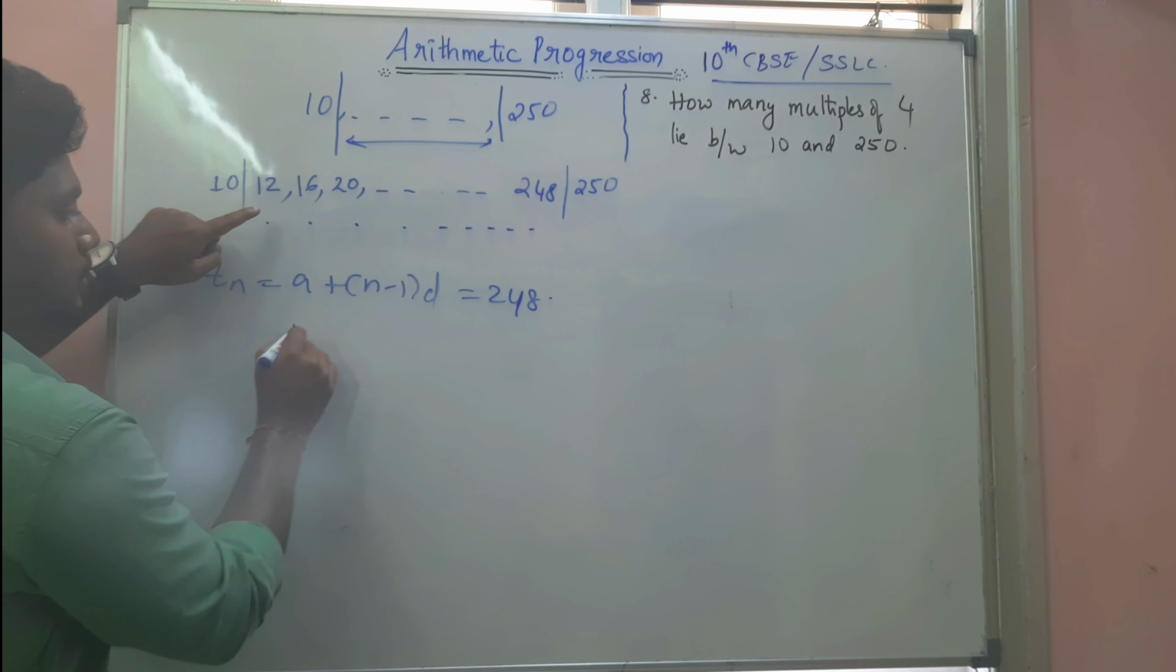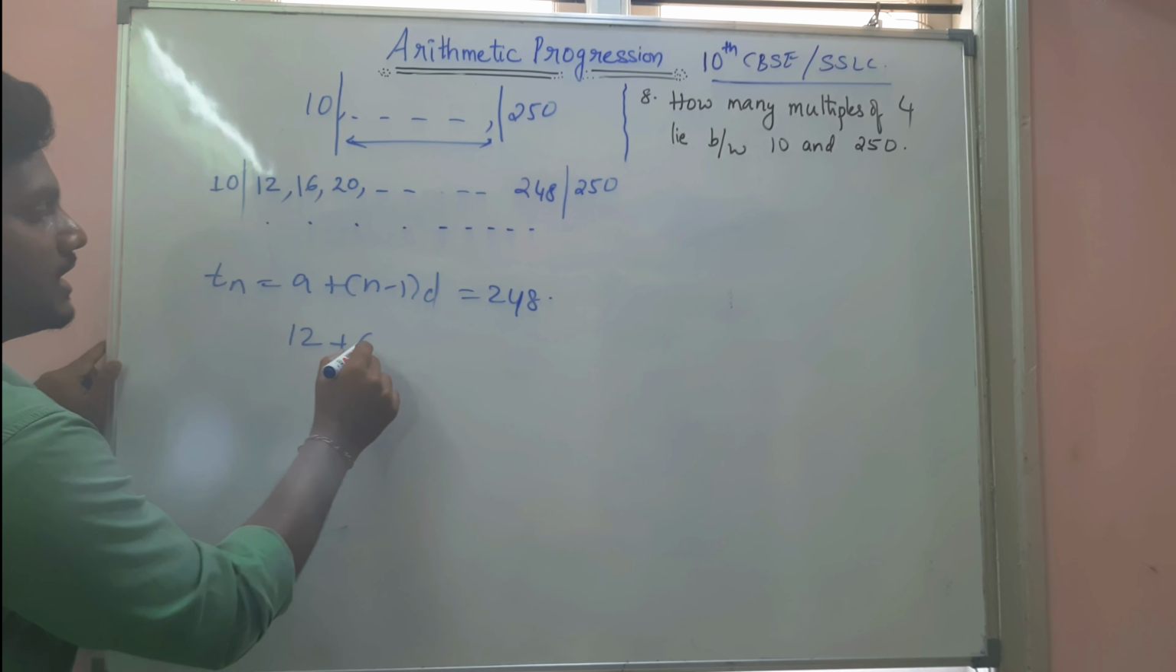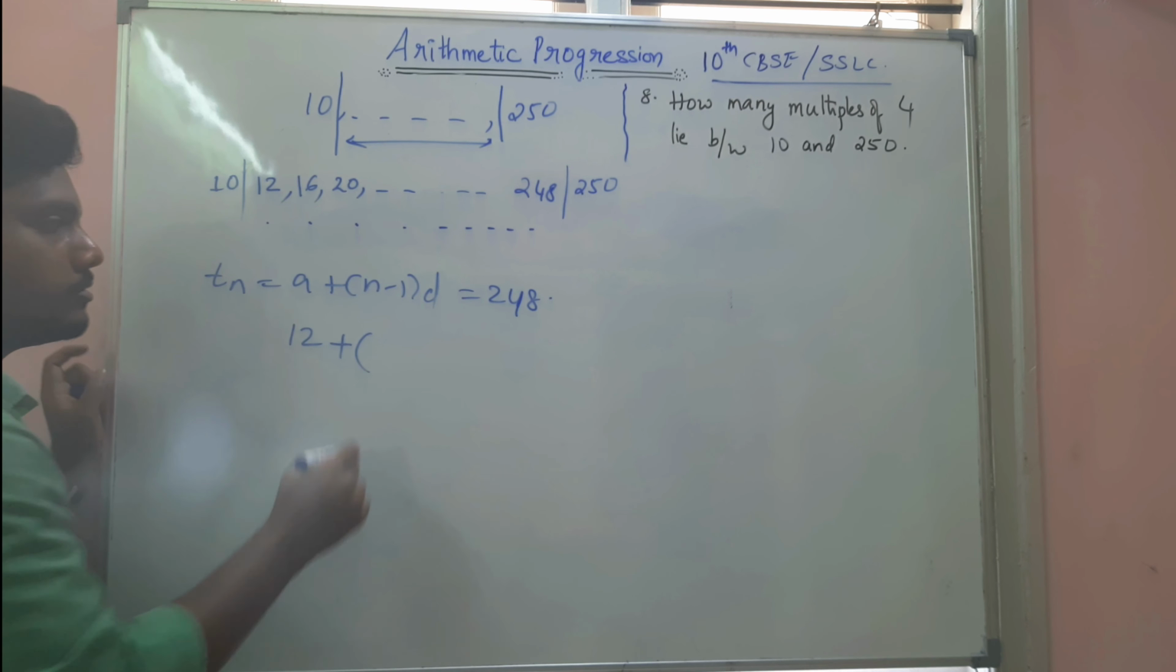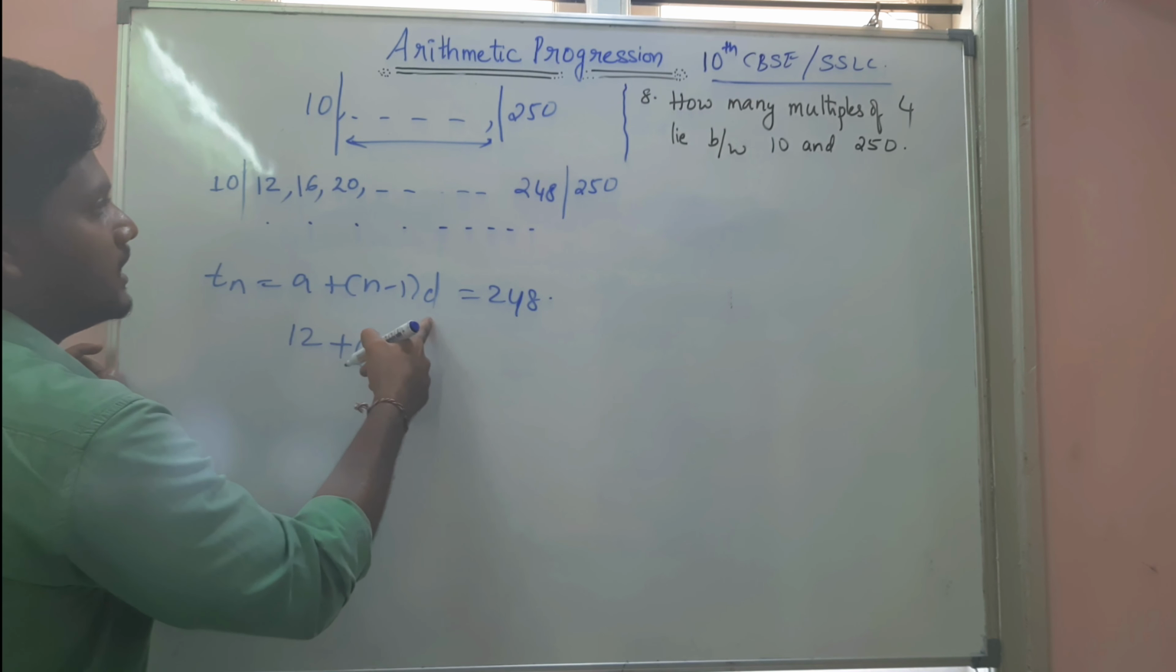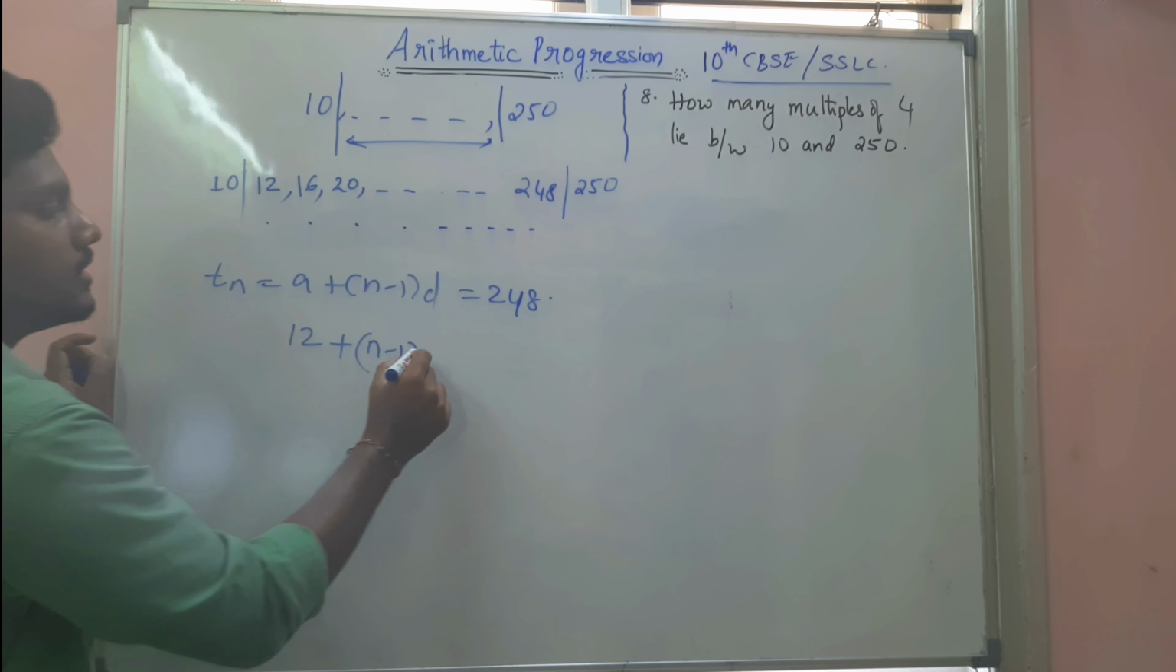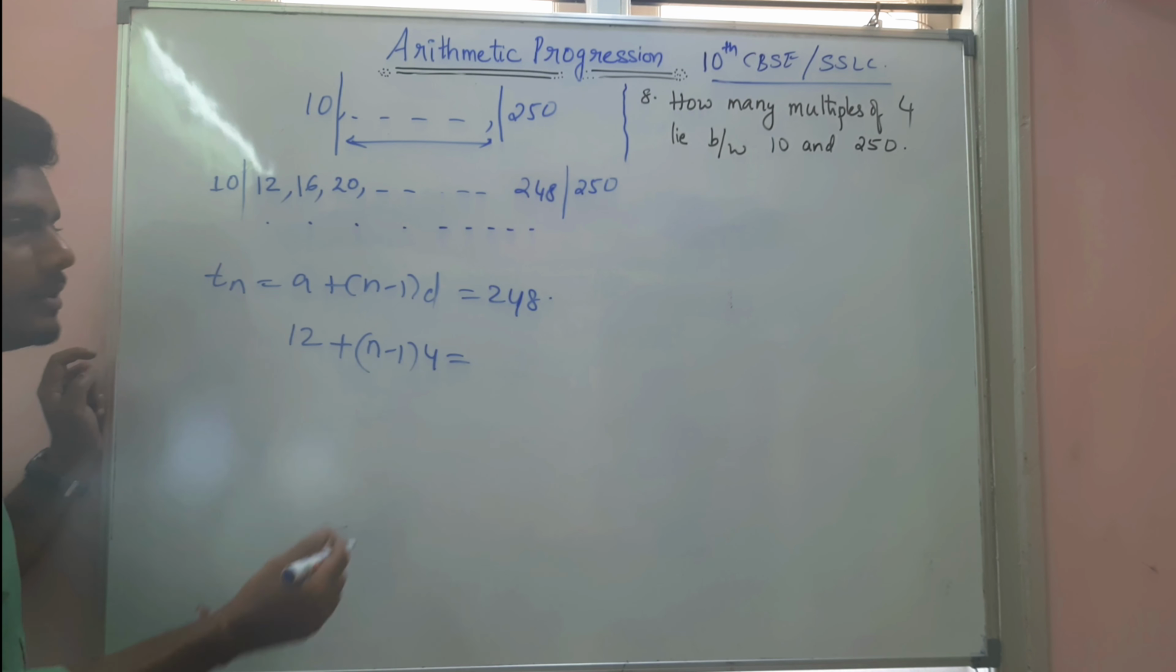So a value is 12 plus n minus 1 into d. Now n, the number of terms, we need to find out. And the common difference d is 8 minus 4, nothing but 4. Multiples of 4, and the common difference is 4.